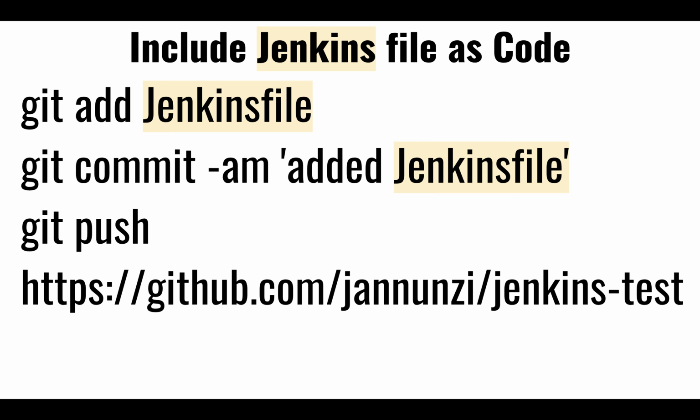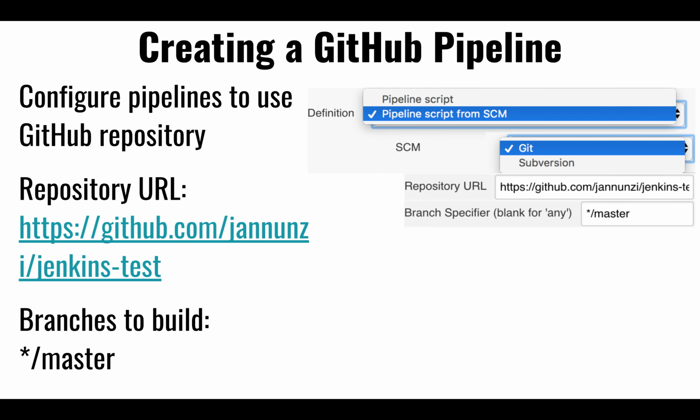Now the default name for this file is Jenkinsfile, capital J. And by default, Jenkins would expect this file to be at the root of the repository. You can configure that if you want to put it somewhere else, but that is the default. In this case, we are pushing it to a repository, and now the Jenkinsfile is on a GitHub repository.